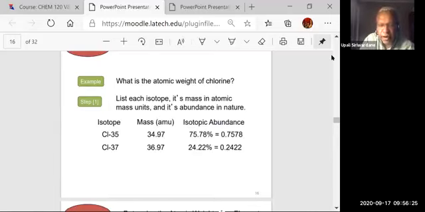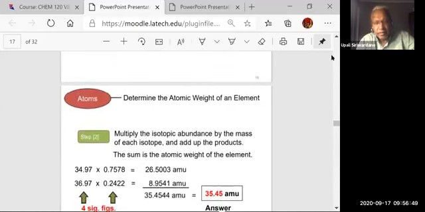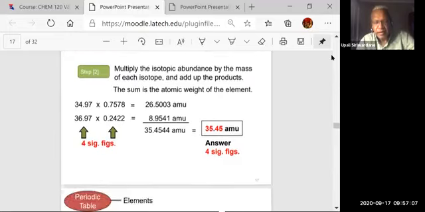You multiply 34.97 by the fraction 0.7578 and add to that 36.95 multiplied by 0.2422. If it is a fraction, you don't divide it by 100. So you get the idea here. Mass of the isotope multiplied by fraction, added up, you get 35.45. That's the average atomic mass in the periodic table.